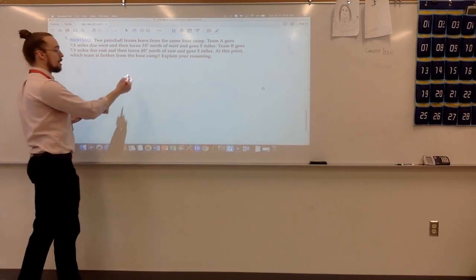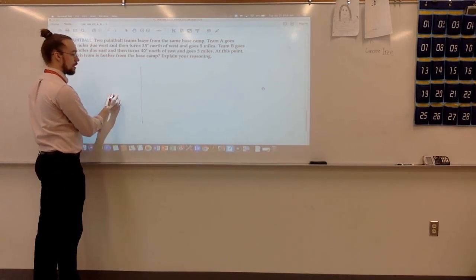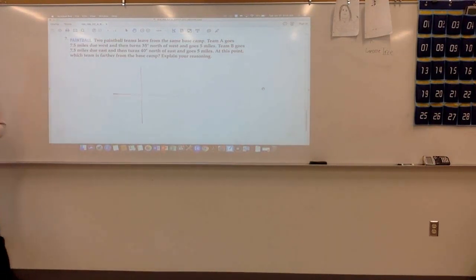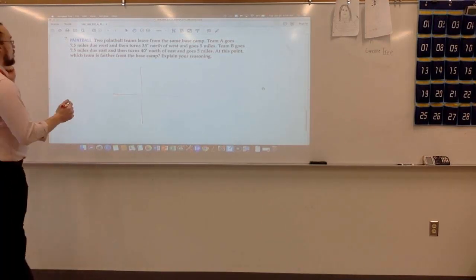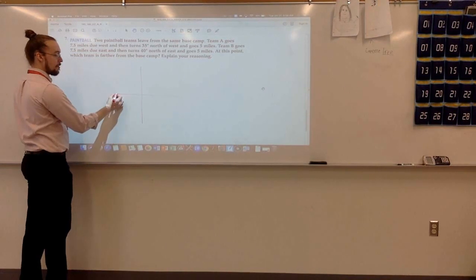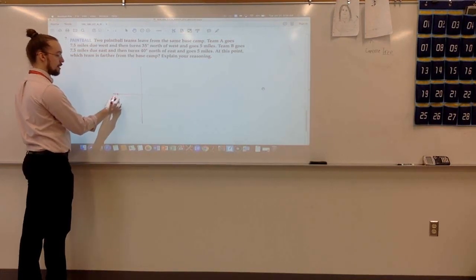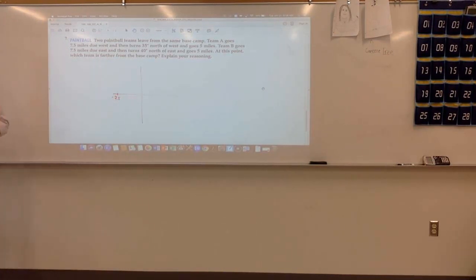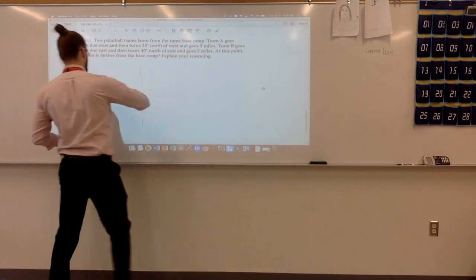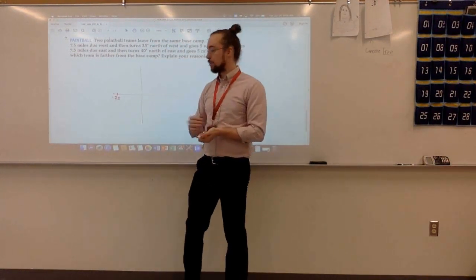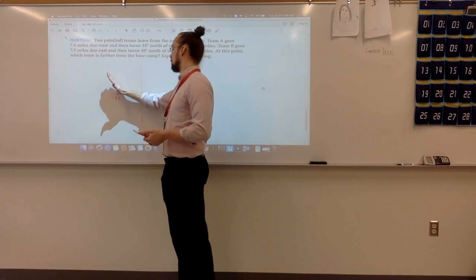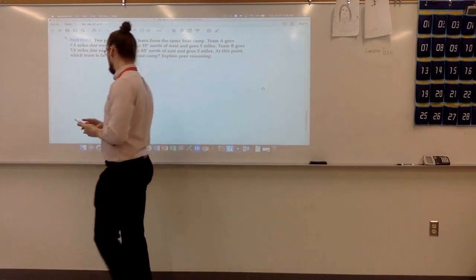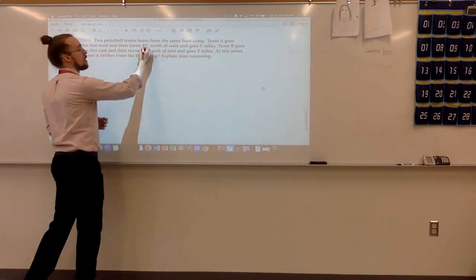Okay, so since we're talking about directions, I'm going to put this on a coordinate plane. Which direction is west? Left, right? So Team A goes 7.5 miles west. So let's say right here is 7.5 miles. And then turns 35 degrees north of west. Okay? So north is up, right? If we're looking at a map, so it's saying they're going west, and then they turn 35 degrees north of west.